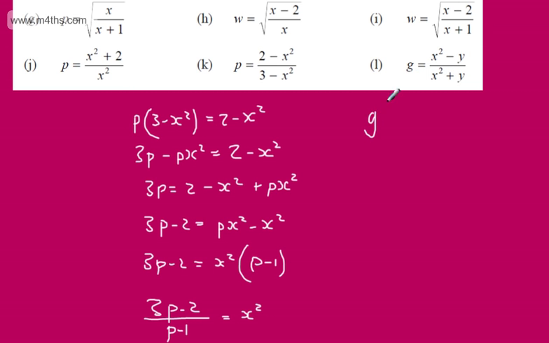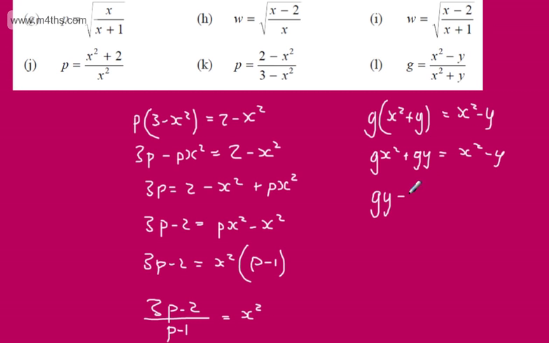Let's do this one here. So if we now multiply both sides by the denominator, g x squared plus y is equal to x squared minus y. Expanding the brackets, gx squared plus gy is equal to x squared minus y. At this stage now, I'm going to add y to both sides and I'm going to subtract gx squared. So I'm going to have gy plus y will be equal to x squared minus gx squared.